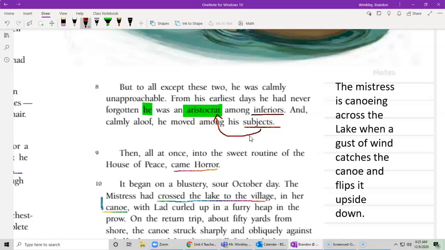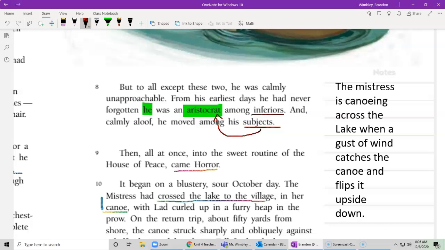Now, remember, Lad is being compared to an aristocrat, and the subjects are everyone else that he comes into contact with, except the master and the mistress, because those might be like his king and queen if he is an aristocrat. Now, for figurative language, we know similes and metaphors. So I want you to think, how does the metaphor in paragraph 8 help you visualize Lad? How does it give you insight into his character? Well, it lets you know that he thinks of himself as the boss. He thinks that he's all that. He thinks that he's in charge.